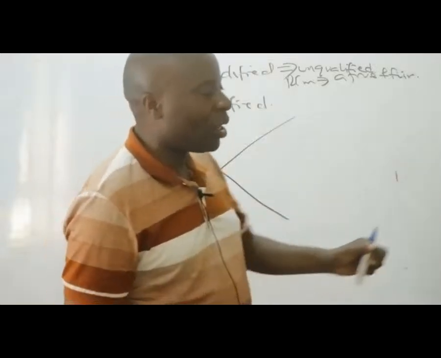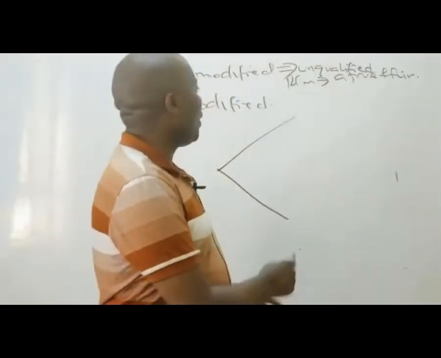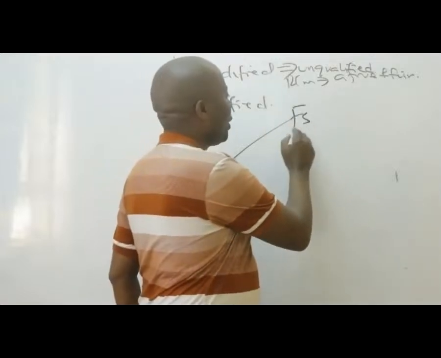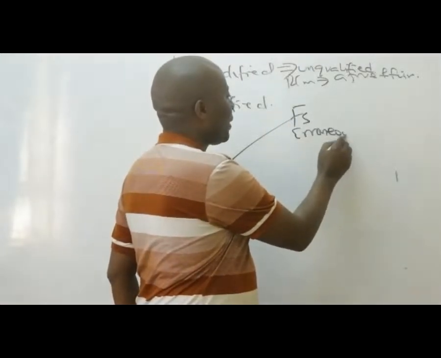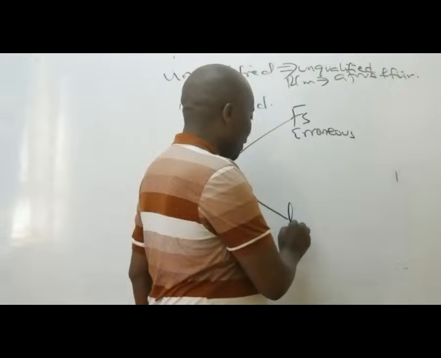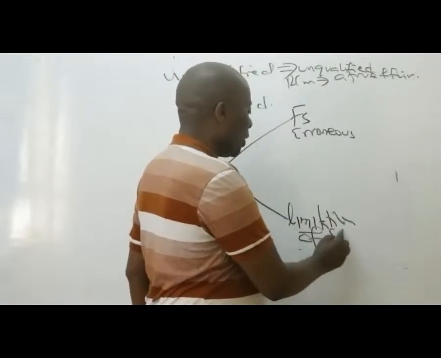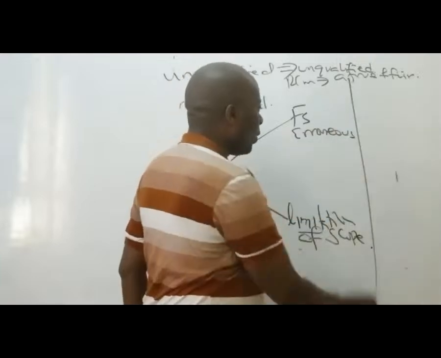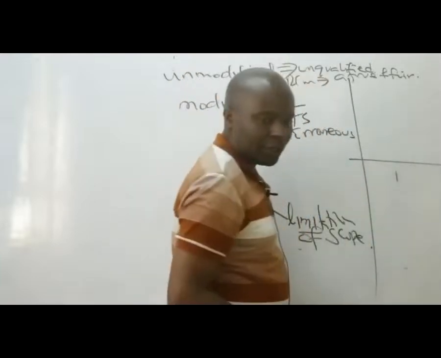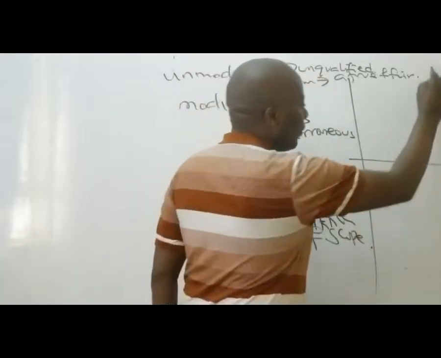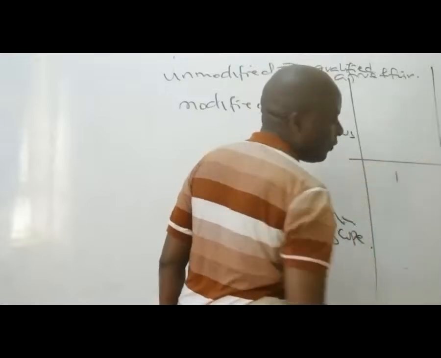Two grounds. Which grounds are these? If the financial statements are erroneous, or if there is a limitation of your scope. Now listen, and listen very well.